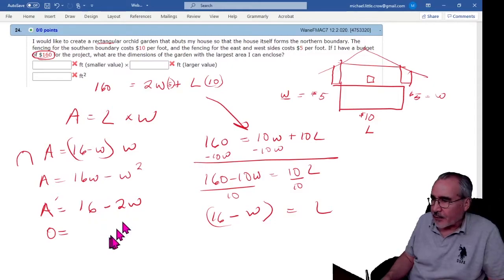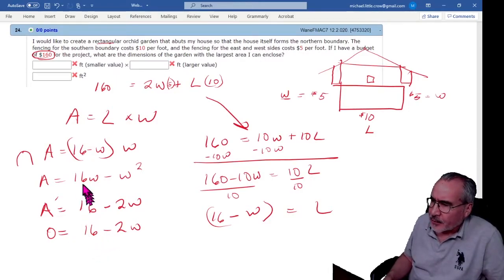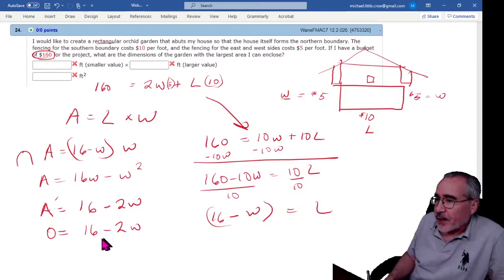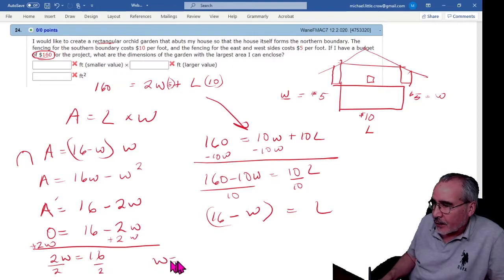I guess you could also find the vertex. If you remember, the vertex formula is minus b over 2a. So b was 16, a is 1, and that's what we're going to get. So actually, I'm going to add 2W to both sides, just to show you can do that and then not have to worry about negatives. So 2W equals 16, and lo and behold, divide both sides by 2, you get that W equals 8.